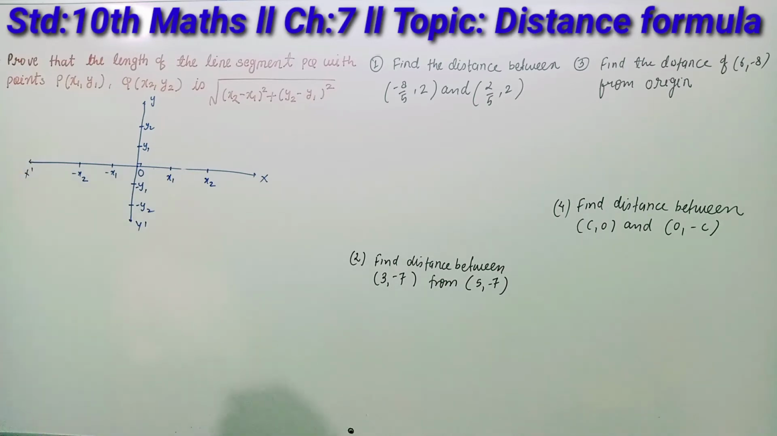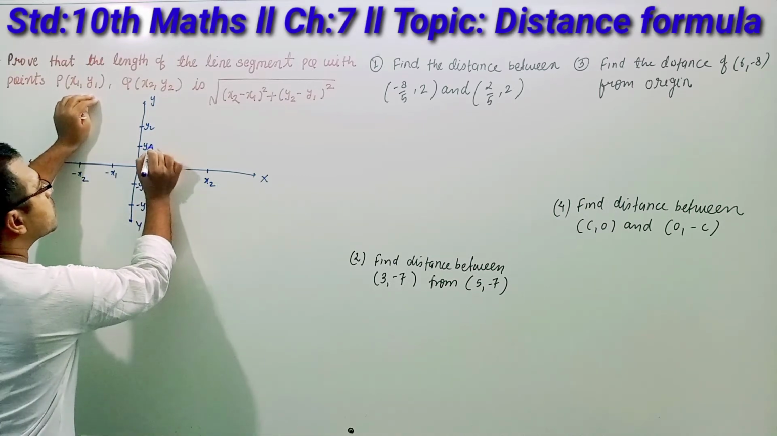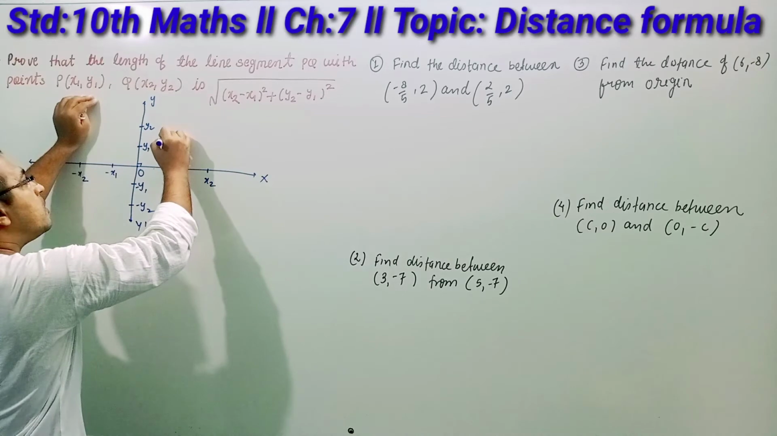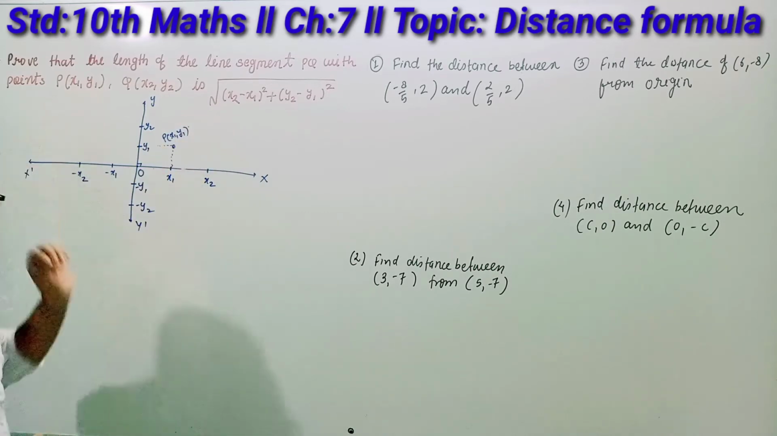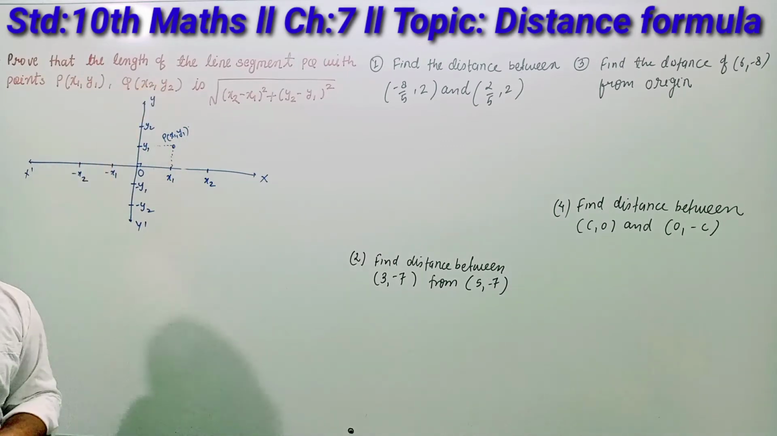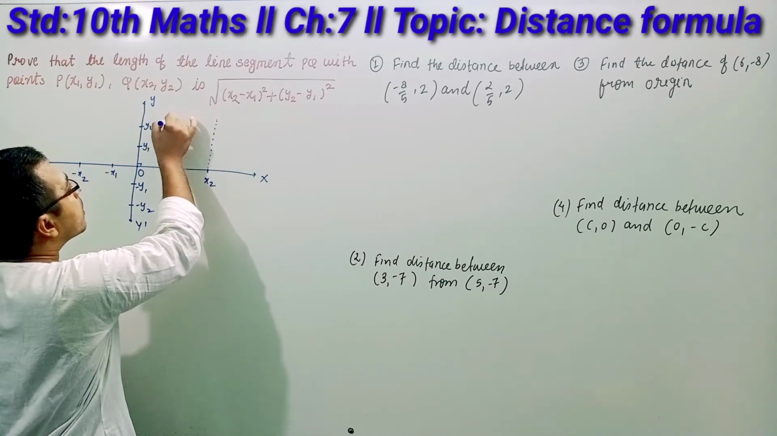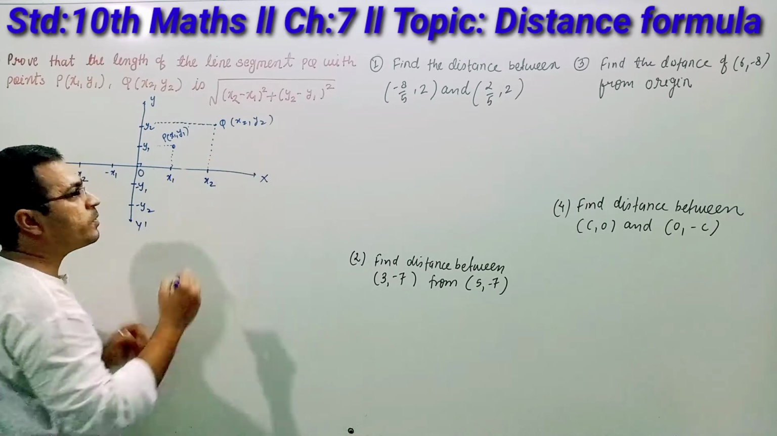Okay students, so here is the first question. Prove that the length of the line segment PQ, with points P (x1, y1). Suppose the point will be over here, its coordinate is x1 and y1, right students? And another point Q, its coordinate is x2, y2. It will be over here, this is x2 and y2, right students?